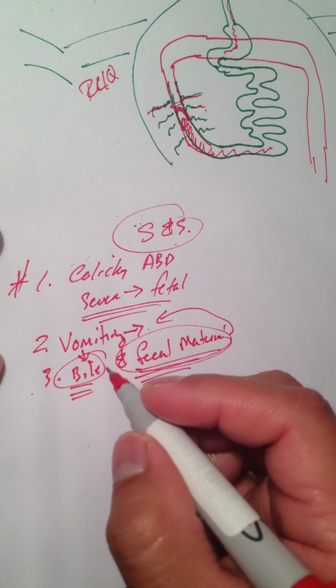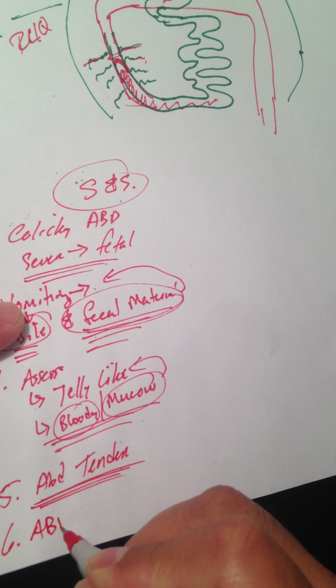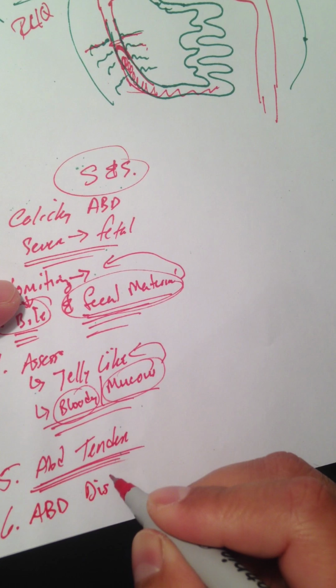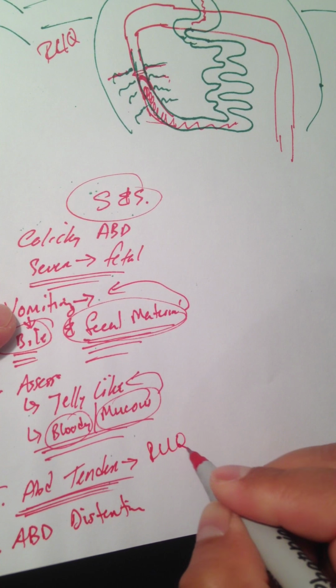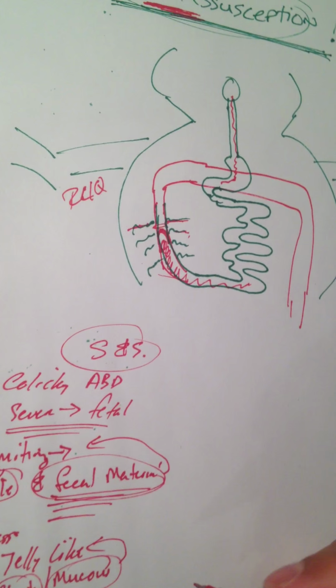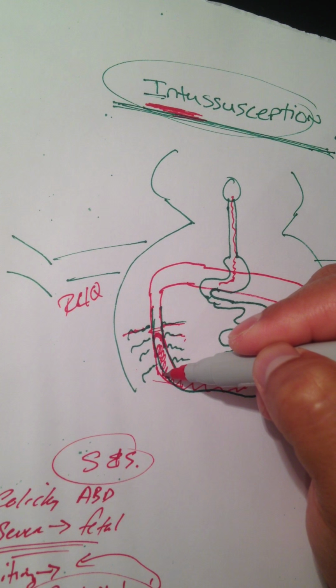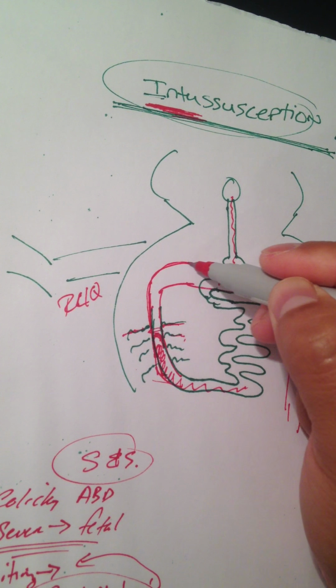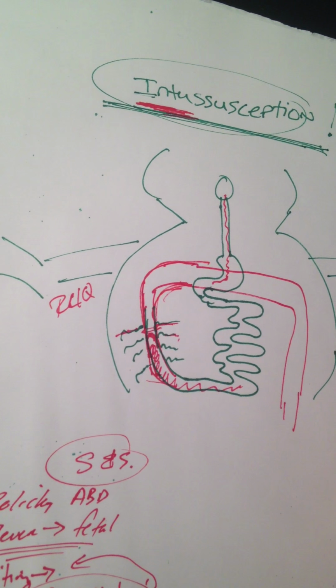Number 5, their abdomen will be tender to touch. Of course, it's going to hurt. So if you go to push on it, they're going to be guarding that area. And again, nothing can get through, so their abdomen will be distended. And again, this tenderness will typically occur in the right upper quadrant. And you may even be able to feel a mass present, again, in the right upper quadrant. So again, the ascending colon will be here, the right side, and typically up here in the right upper quadrant, okay?